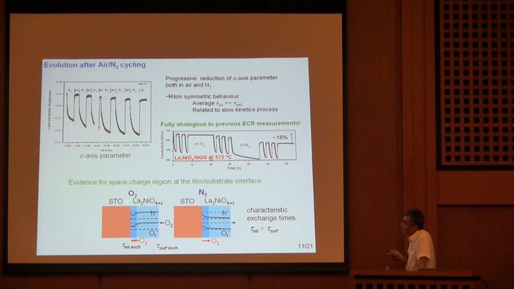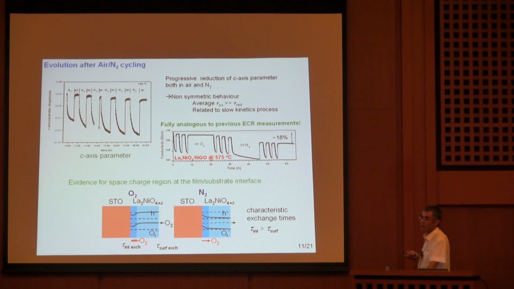So what we think is that at the interface, there is a region where the defect chemistry is affected by the substrate. So it's pinned by the substrate, and it does not reach equilibrium conditions with the atmosphere. It probably has different conditions which are related to the electrochemical potential of the substrate. So whenever you change from oxygen to nitrogen, there is still this region which evolves in a different way from the rest of the film.